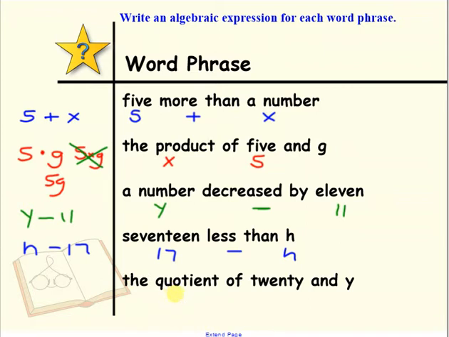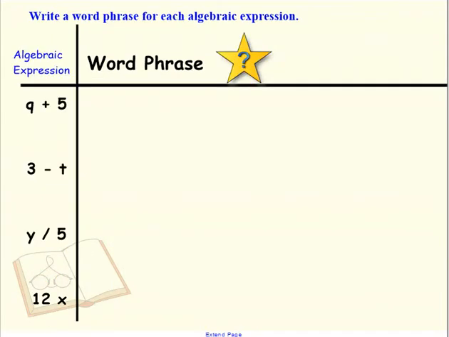The quotient, that's going to tell me division, of 20 and y. So we have the quotient of 20 and y, so we can write it 20 divided by y. If you're fancy, you can also use the fraction bar, 20 over y. All right, let's look at a few more. Oh, actually, in this case, we're going to flip it around.